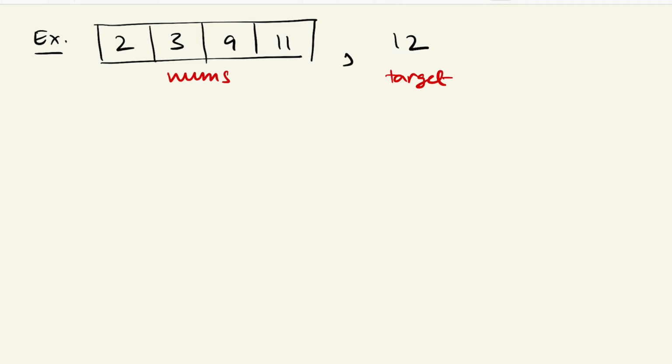But this would take two for loops, and that means our time complexity would be O of n squared. And that's not good enough for two-sum. We're trying to have O of n.